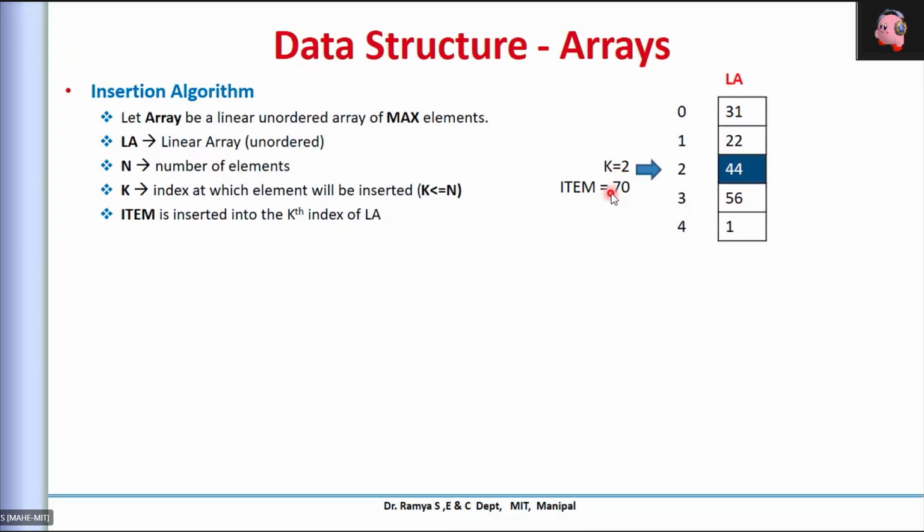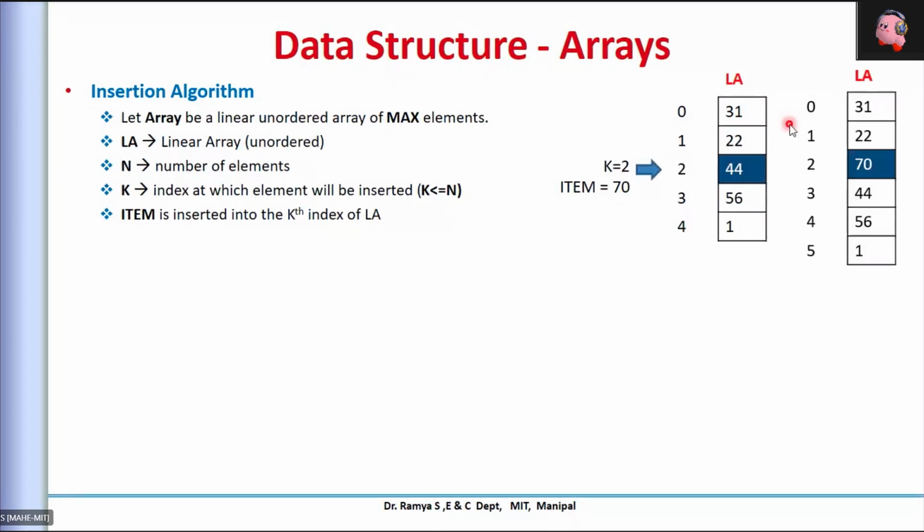So what do I have to insert? I have to insert 70, whatever value you can think of, at this particular position. After the insertion, my array should look like this. I've inserted at the second index, and the value is 70. Whatever was there is being shifted by 1 plus. So 56 was at the third, and now it becomes the fourth.